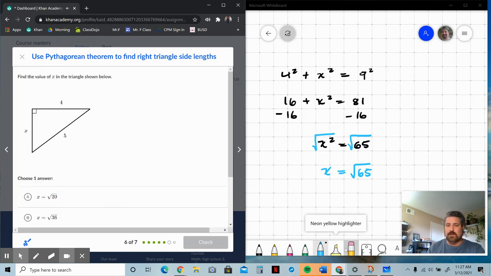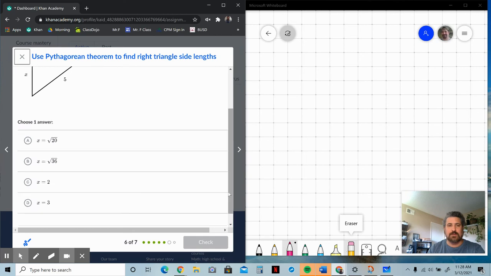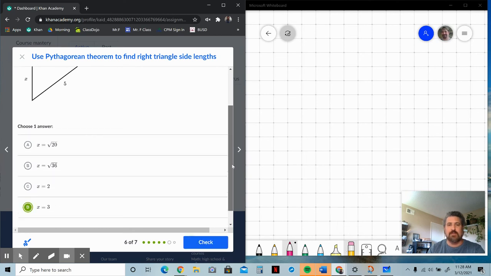All right, the next one. This one is 4, 5. This one's easy. You have it memorized, I hope. So this is a 3, 4, 5 triangle. That's a 3. So that's going to be 3. If you didn't have it memorized, that's okay.